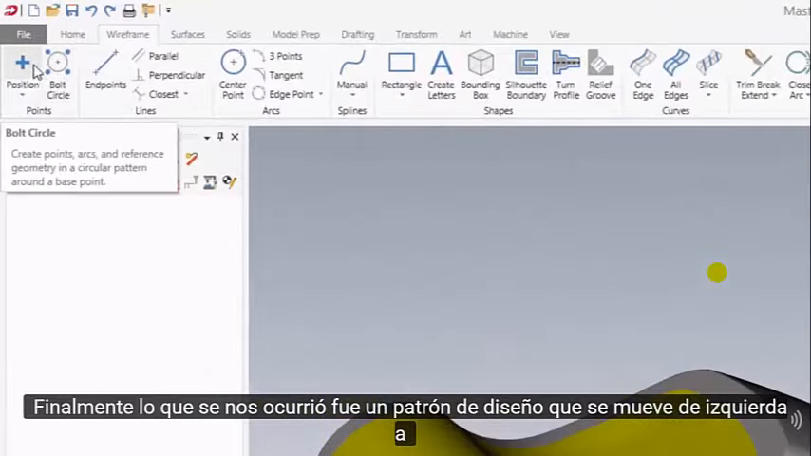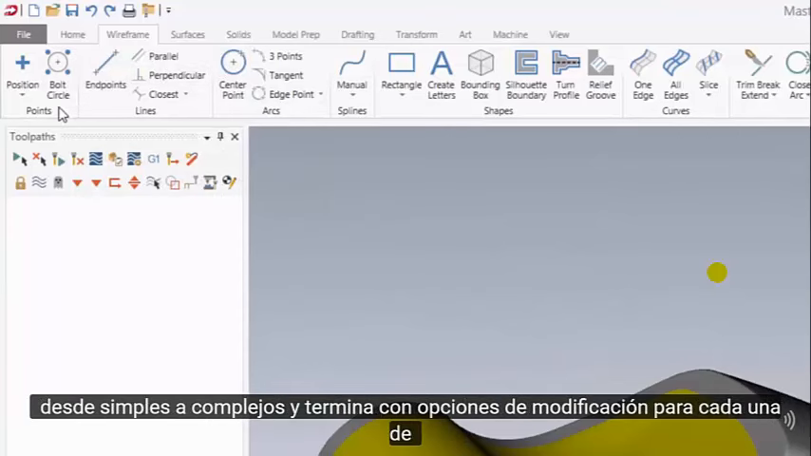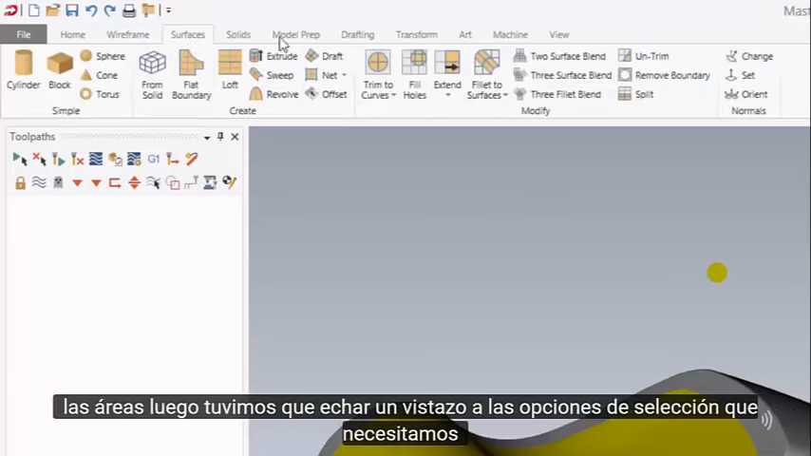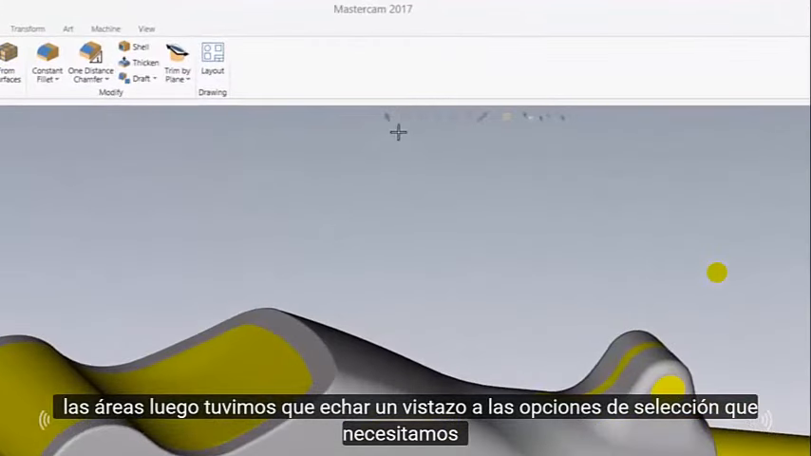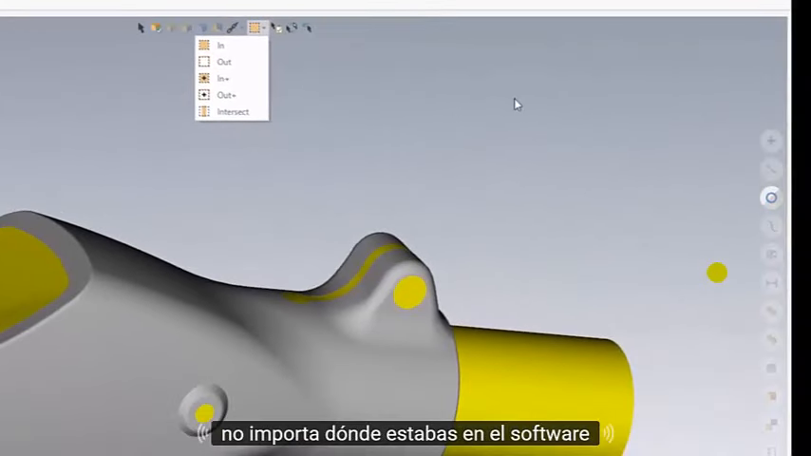Finally, what we came up with was a design pattern that moves from left to right, from simple to complex, and ends with modification options for each of the areas. Then we had to take a look at the selection options, which we knew needed to be accessible no matter where you were in the software.